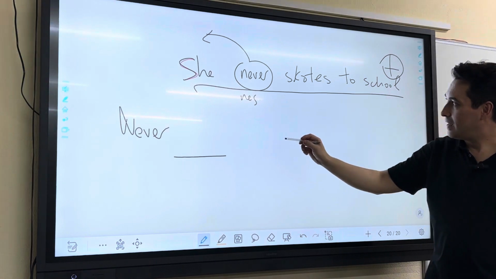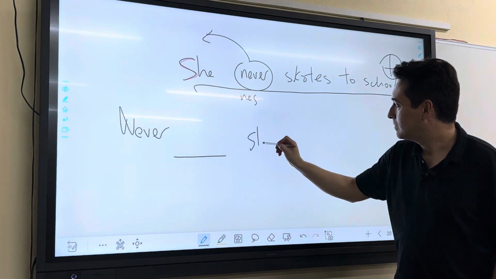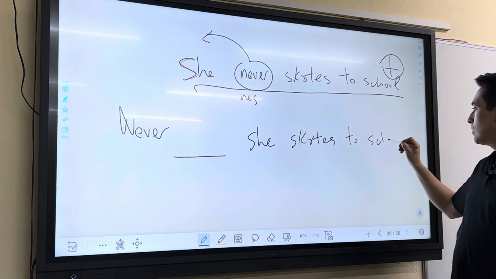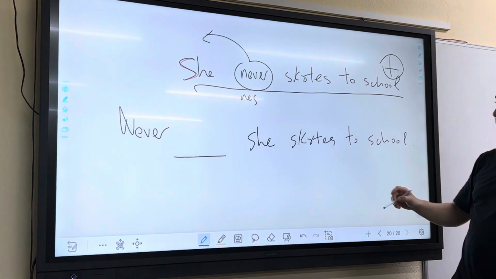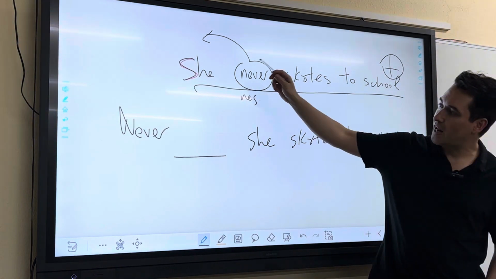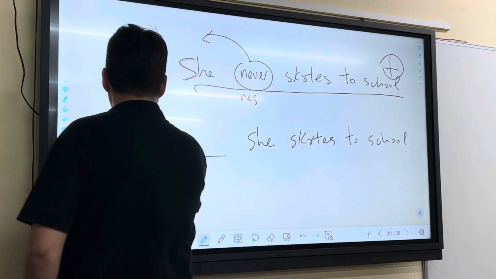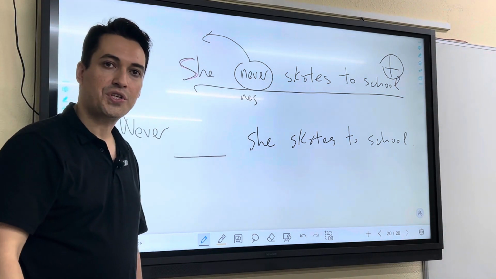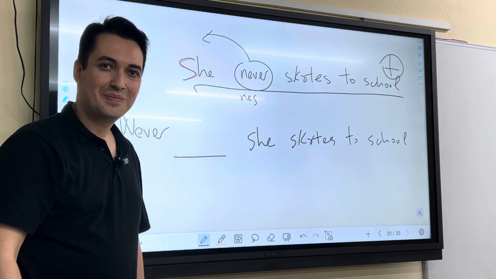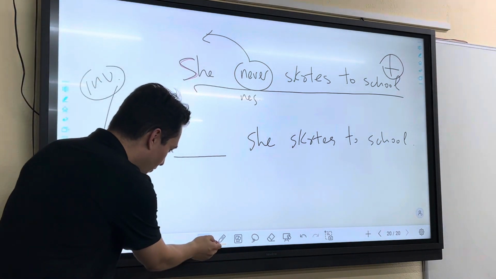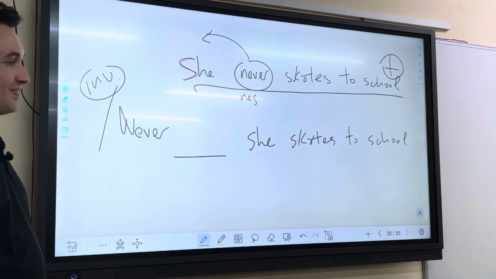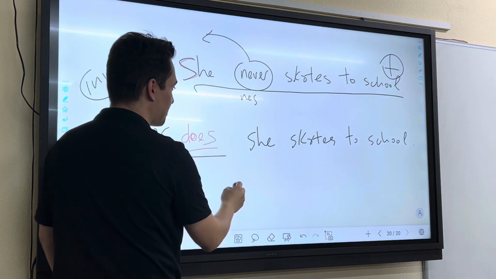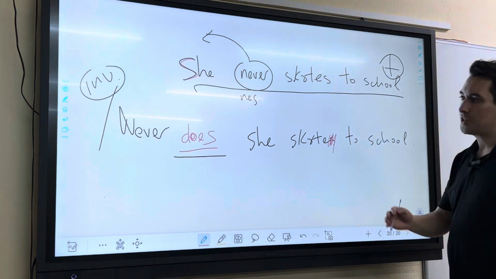"Never she skates to school." This is not an inversion yet. If you put "never" at the beginning, then you're making an inversion, but you need something extra. You need to use the grammar of a question, right, Sophie? Make an inversion. "Never does she skate." This is an inversion.